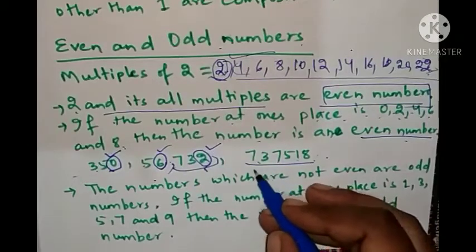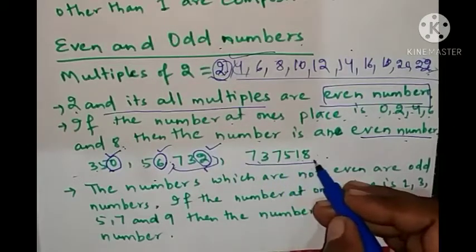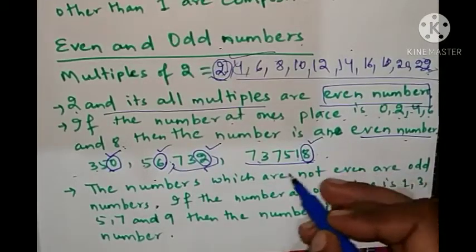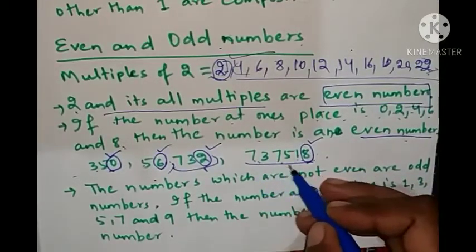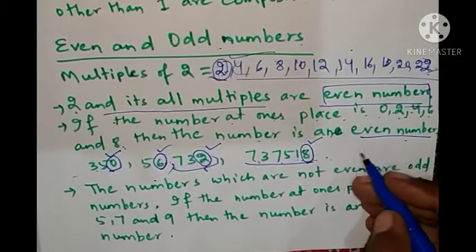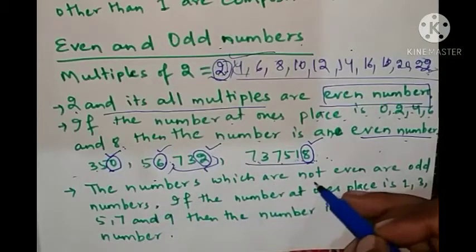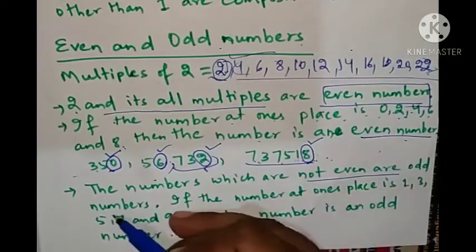But look at here, 7,37,518. What is there at one's place? 8 is there. That's why 7,37,518 is an even number. So next we will see the numbers which are not even are odd numbers.